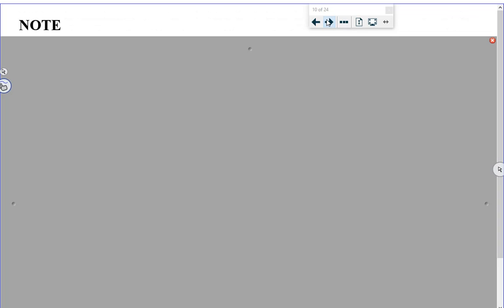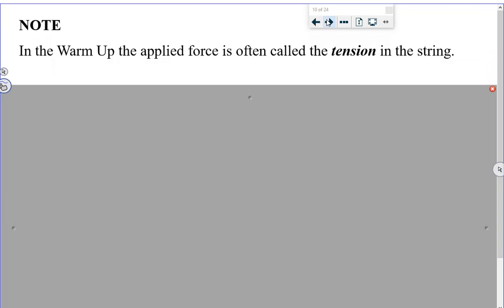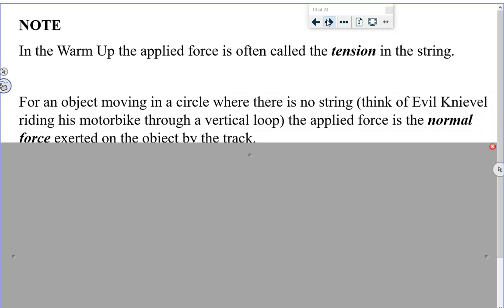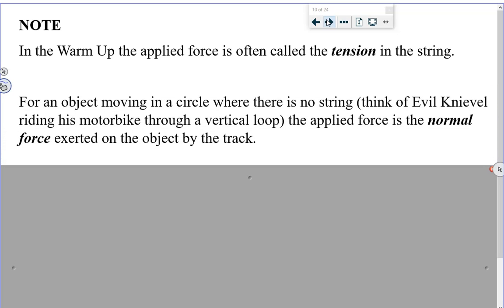A little note here, because we might encounter this. Very often, rather than saying applied force, we use the word tension. That's nothing new to you, I hope. The applied force can be thought of as the normal force if you have an actual path that the object is on, an actual surface.